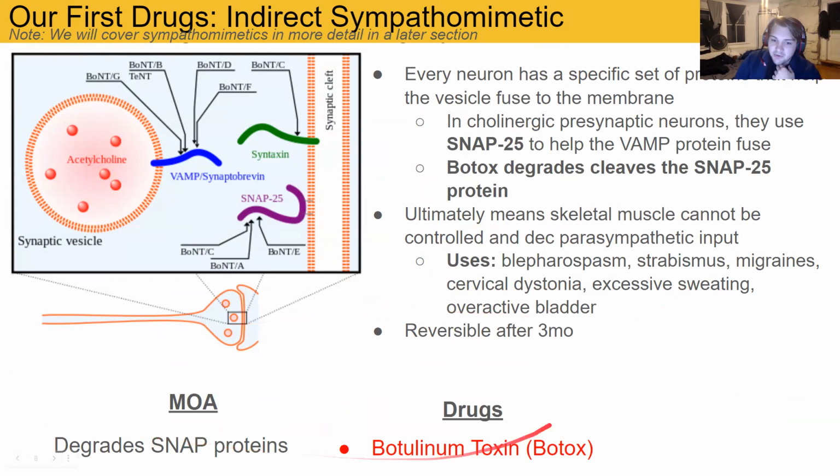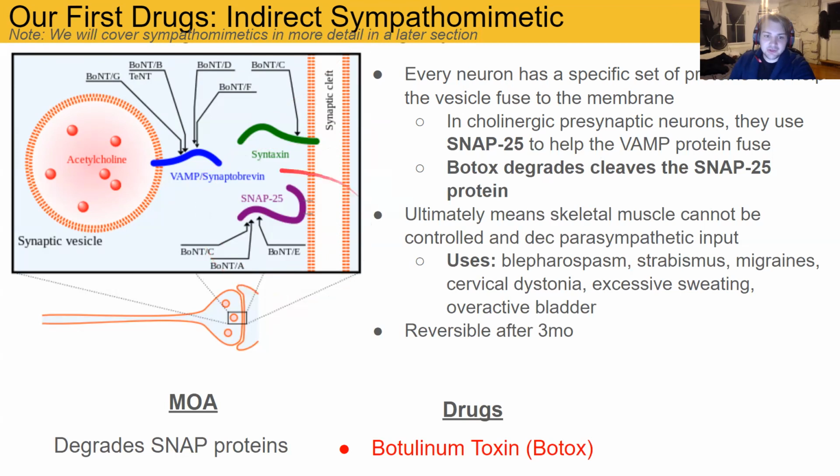What's important to know about Botox is that it's reversible after 3 months. Eventually your nerve cells will regenerate these SNAP proteins and allow for the vesicle to refuse to the cell membrane, allowing for better acetylcholine release.